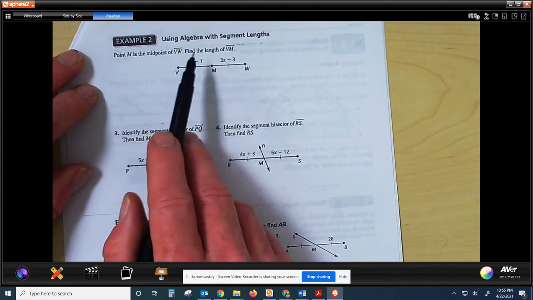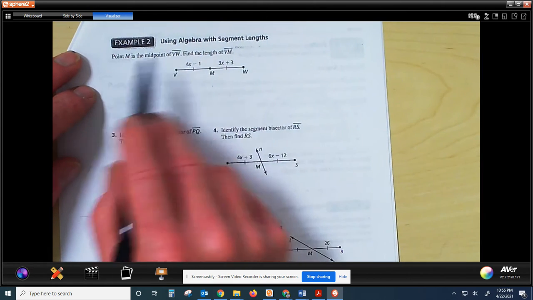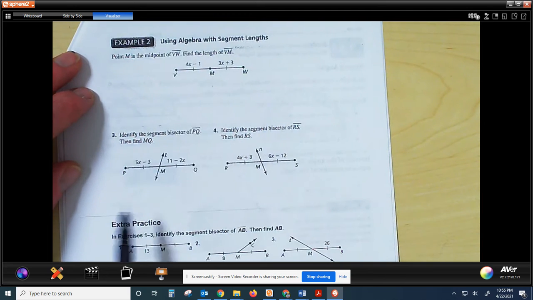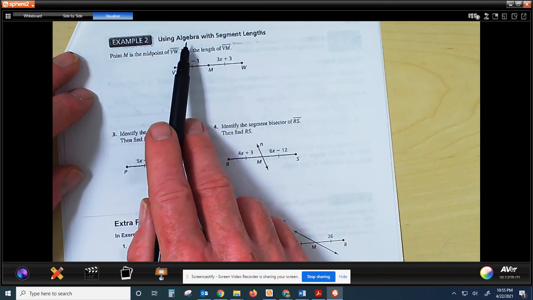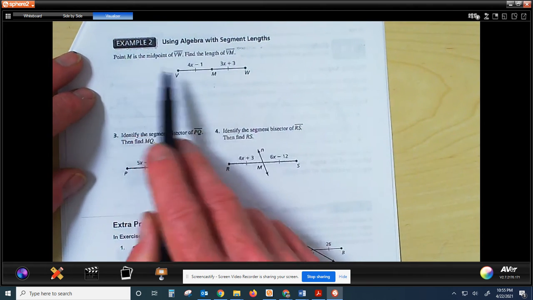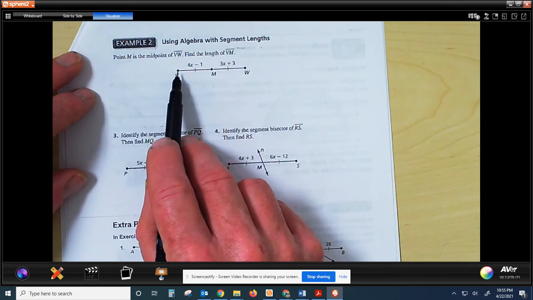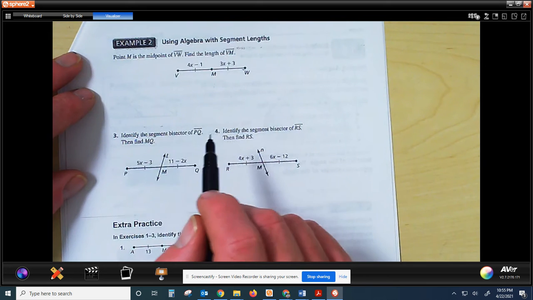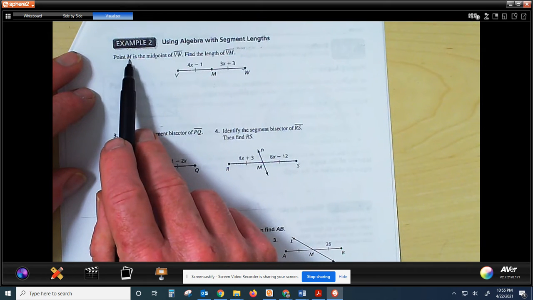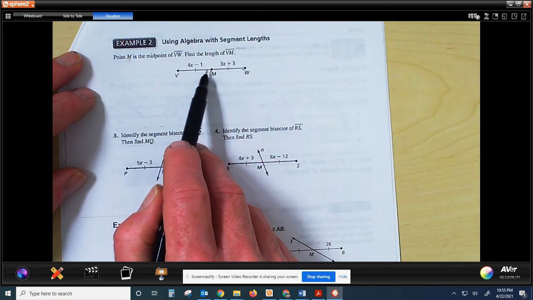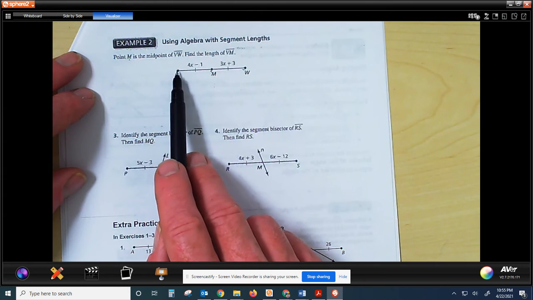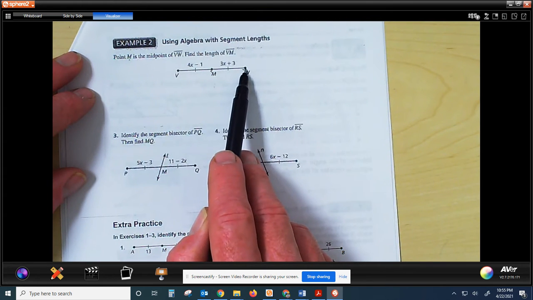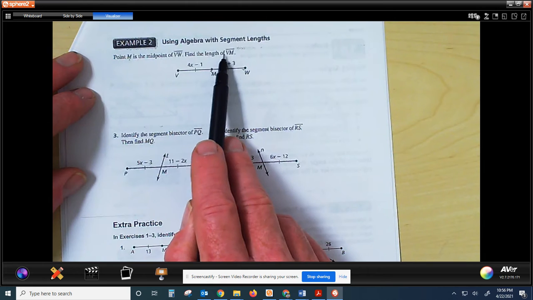Given information up top in a geometry equation, it now has some algebra in it. Oof, coming back. It does next year too. Algebra comes back into geometry. Now with this picture and no equal sign yet, we have to figure it out. Point M there is the midpoint of line segment VW. Find the length of VM.